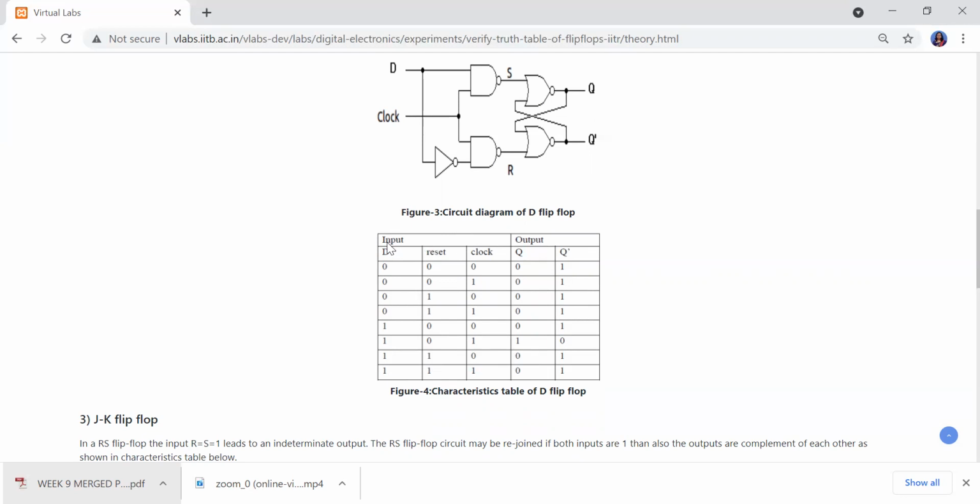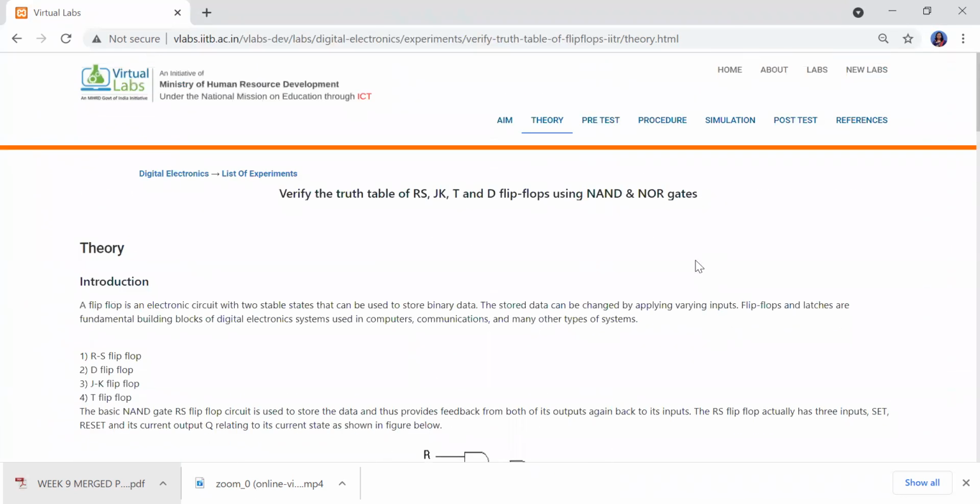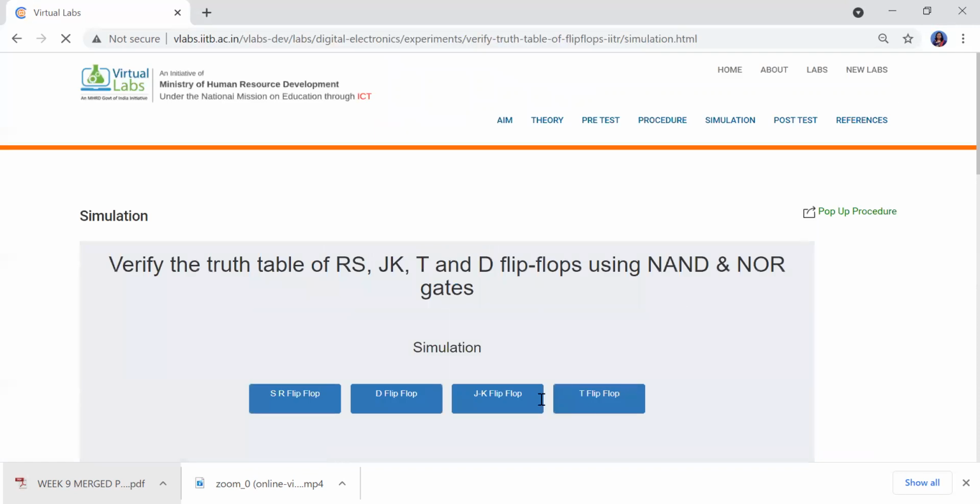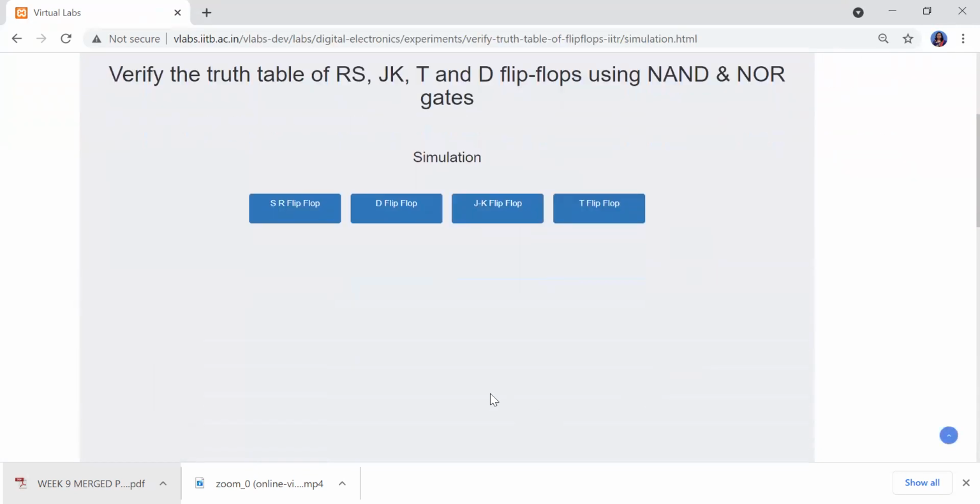And in this truth table, we can see if reset is not active and clock signal is 1, then Q will follow the input D. So this is about the truth table of D flip-flop. The same we will verify with the help of the simulator. So we will select here D flip-flop.